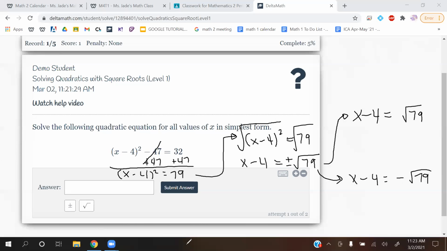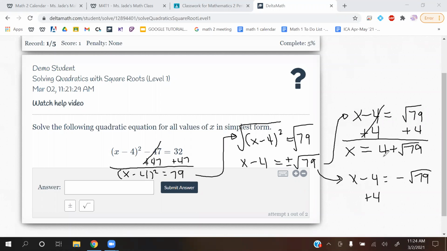Before I continue, are there any questions up until here? Okay, so once you split up into these two little solutions, all you have to do is solve for x. So I'm just going to add 4 on both sides here. That cancels these out. You get x is equal to 4 plus square root of 79. You just want to leave it in this form. You don't want to turn it into a decimal. You just want to have it as 4 plus square root of 79. So this is one answer.